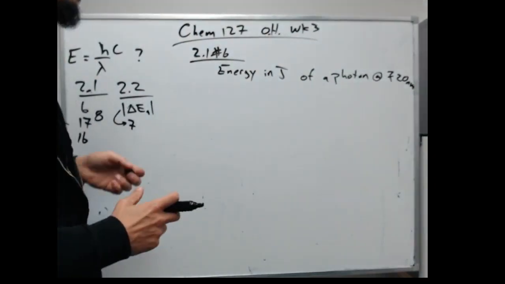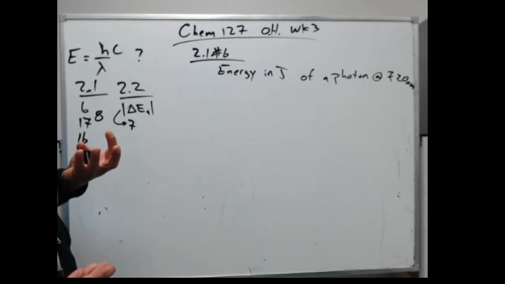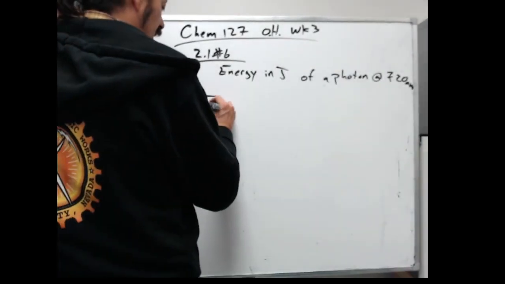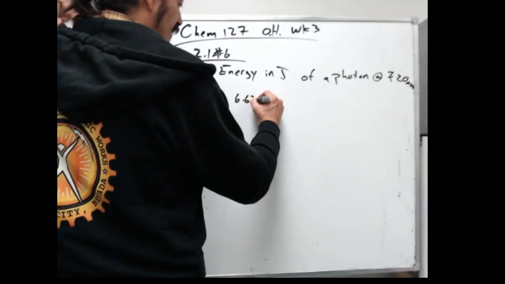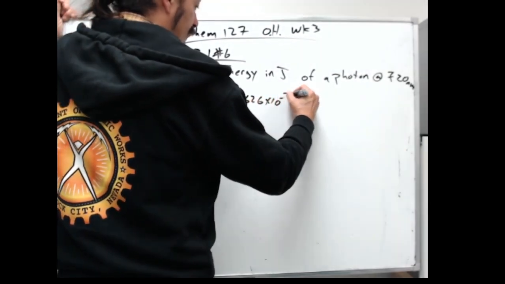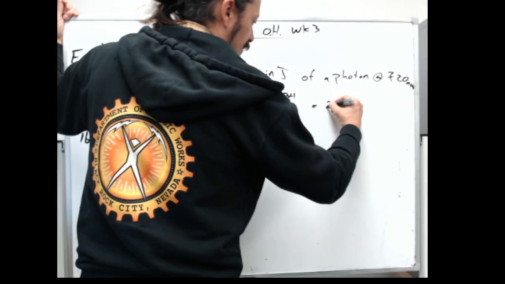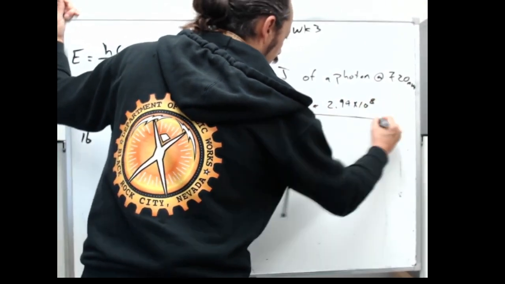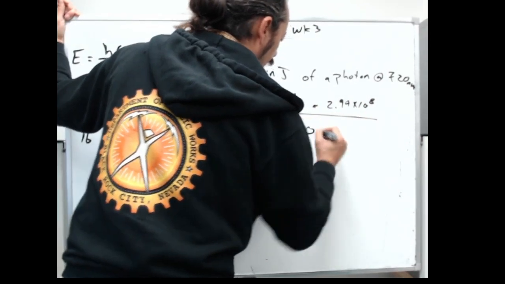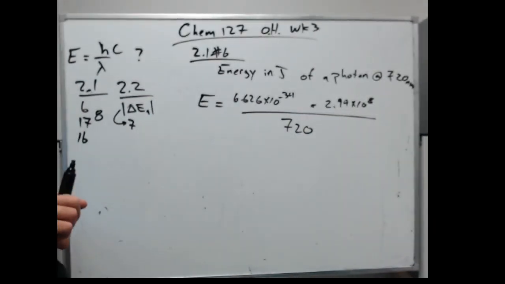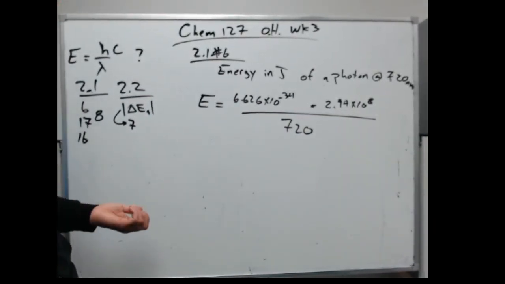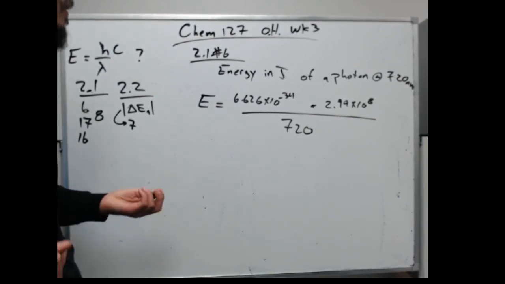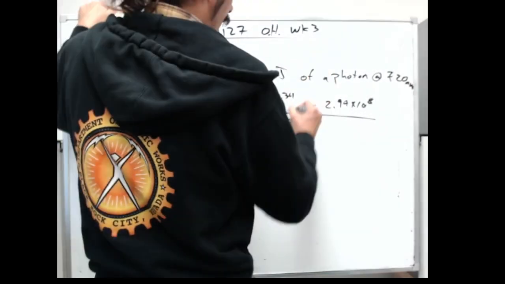Okay, so here's essentially what's going on, why we have to do the unit conversion. Most of you, when you write this down, you write E equals 6.626 times 10 to the minus 34 times 2.99 times 10 to the 8 divided by 720. And do you see what mistake I've made in this, just in terms of what we do in a chemistry class instead of a math class? Units. I haven't written down any of the units.